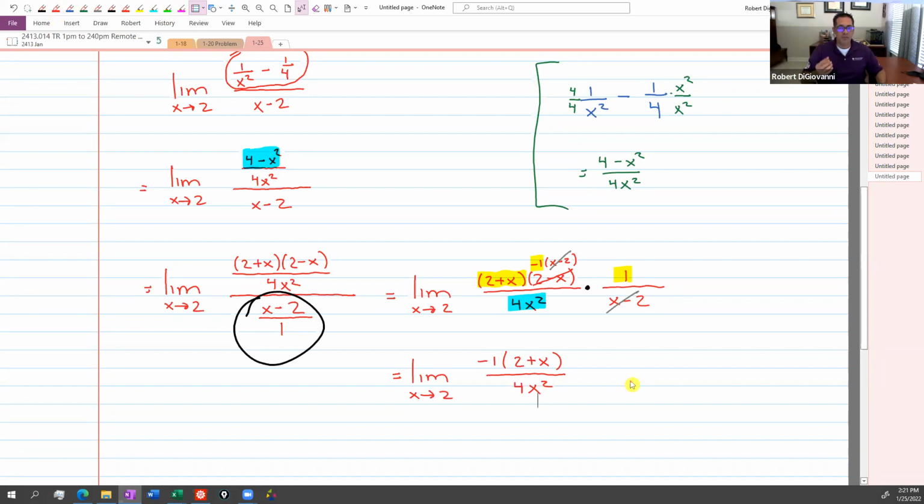Let x go to 2. Now we let x go to 2. No more limit. Negative 2 plus 2 over 4 times 2 squared. So negative 4 on top, and on the bottom, 16, negative 1/4.